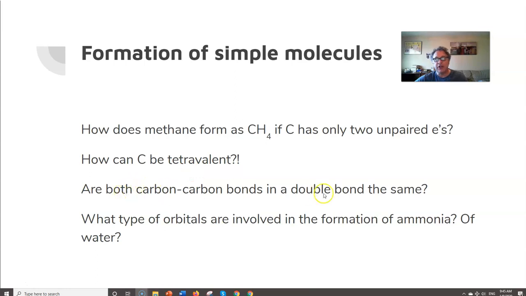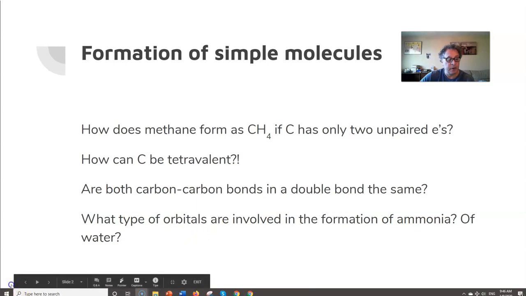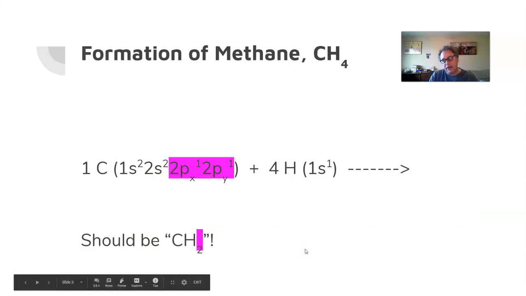Let's ask another question. In a double bond, are both bonds the same? What type of orbitals are involved in the formation of ammonia, of water? These are important questions about the bonding of covalent molecules, organic molecules, which we need to understand if we're to understand their behavior and their chemistry. All right, let's take a look at each of these molecules. Let's take a look at methane. How does methane form?